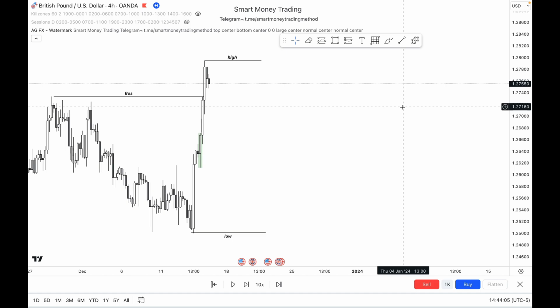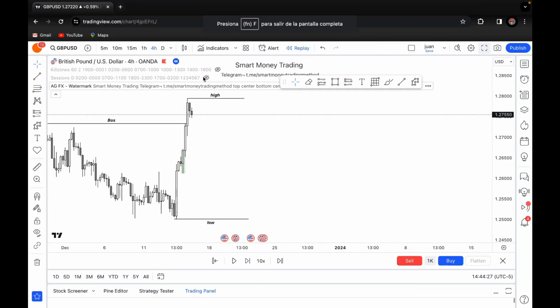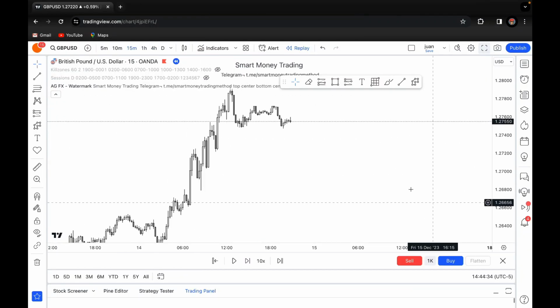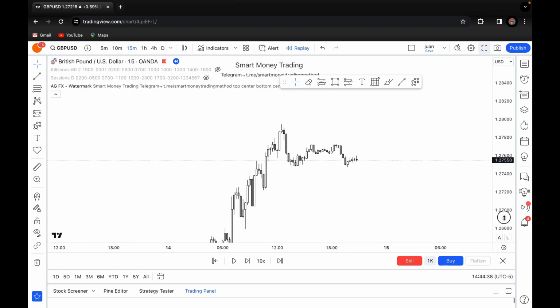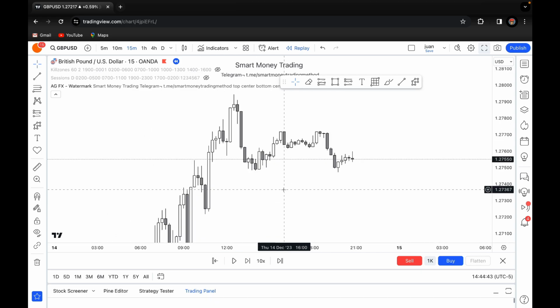From this example, we are going to build the real structure. We're going to go to a 15-minute time frame. Let's go to 15 minutes. Once we're in the 15-minute, I'm looking for a change of structure that will confirm that it's time to sell. It is very easy to identify it.